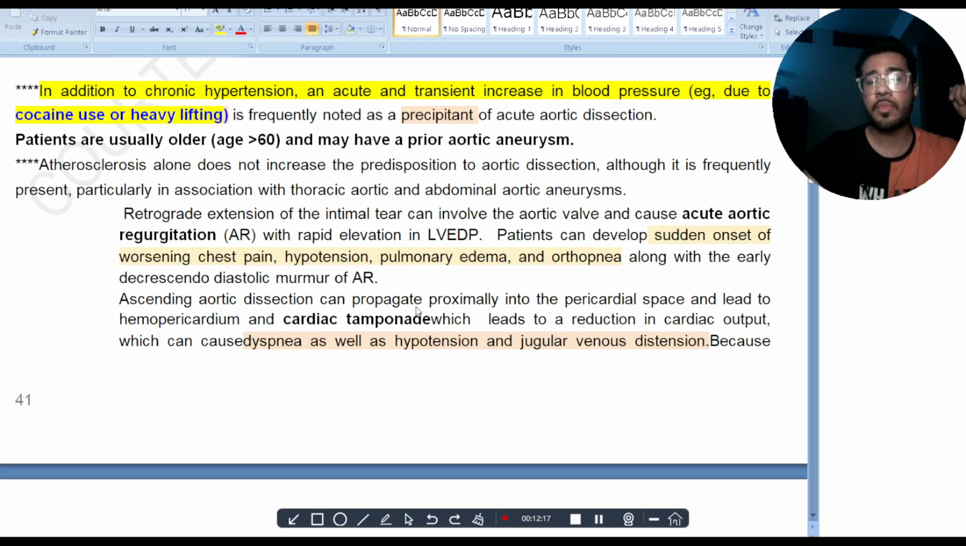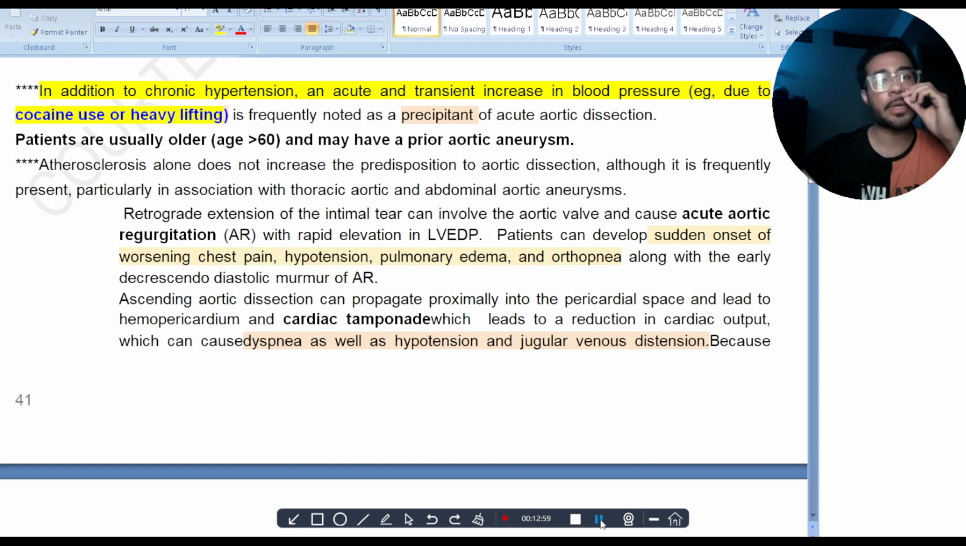Can ascending aortic dissection propagate proximally into the pericardium? Yes, retrograde extension can cause invasion of the pericardial space, leading to cardiac tamponade, which causes reduction of the cardiac output, which can cause dyspnea, hypotension, and JVD as well. So you're going to get jugular venous distension, all those good things about cardiac tamponade, muffled heart sounds, and on inspiration you're going to get a spike in JVD, because the preload increases as you breathe in, but the ventricles cannot accommodate the blood, so you get a sudden spike in JVD upon inspiration. That is also a sign of cardiac tamponade.